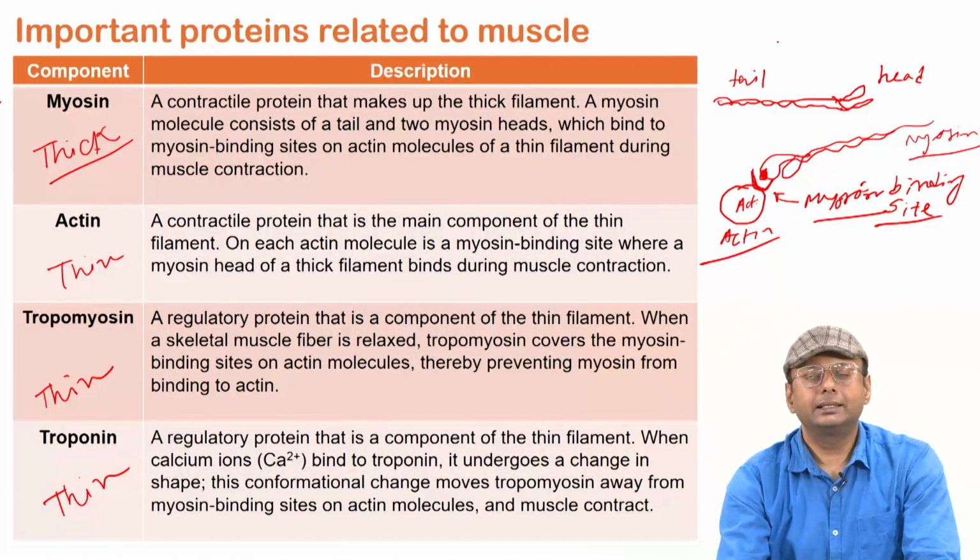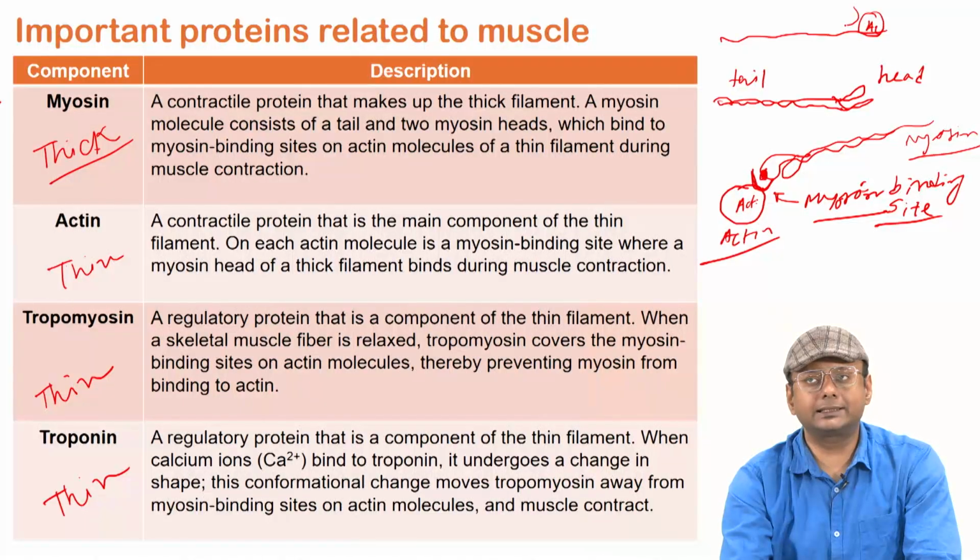So in the case of the thin filament, for example, we have this actin molecule, and during relaxation, let us assume this tropomyosin is bound with the myosin binding site which is present on the actin. If tropomyosin is already bound there, what will happen? Myosin will not be able to come and bind, right? So myosin will not be able to bind to this myosin binding site of the actin.